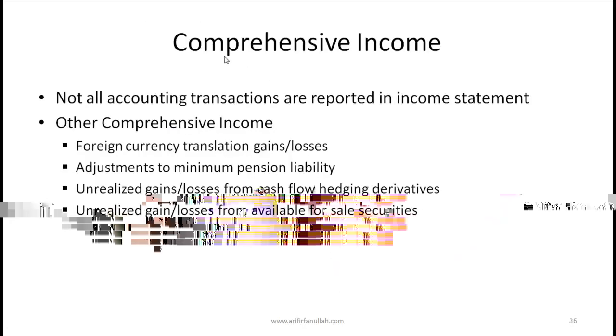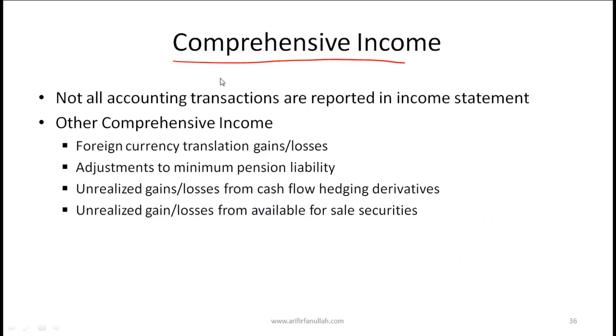The final point on this reading has to do with comprehensive income. Not all transactions are reported in the income statement. So for example, there are 4 transactions that do not show up on the income statement. These 4 transactions are those that actually increase equity but do not show up in the income statement.